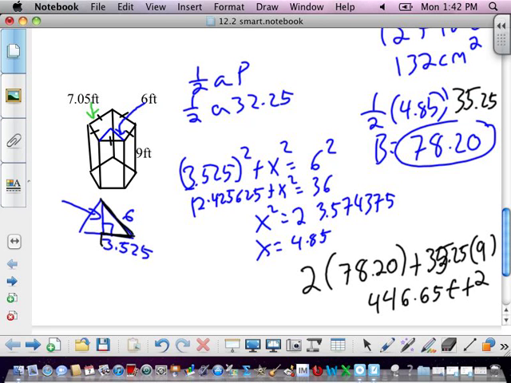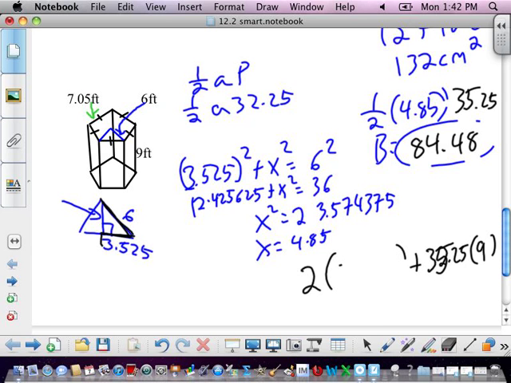35.25. So we just write 0.5 times 4.85 times 35.25, which would make this 84.48. And then we would just change this right here. This is 84.48. Okay, so 2 times 84.48 plus 35.25 times 9 gives us 486.21 feet. We're gonna have to change the Pythagorean height? No, because I did 7.05 divided by 2 gives me this half. So that's good.